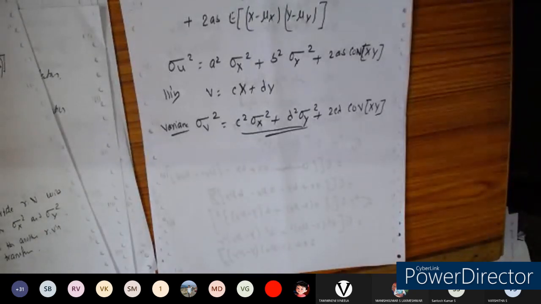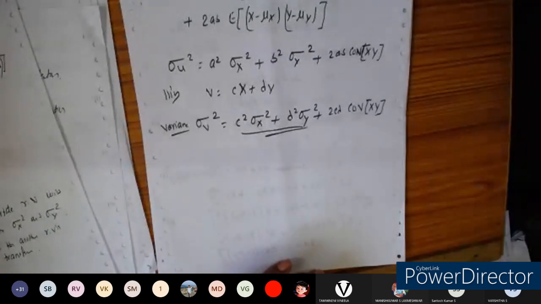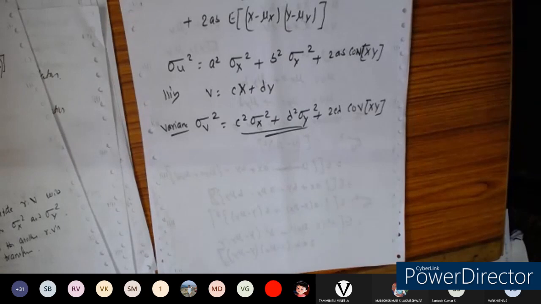So we are done with the variance of the linear combinations of the two random variables. Now let us find out the other factor, which is called the covariance. Let us find out the covariance of the random variables u and v here.